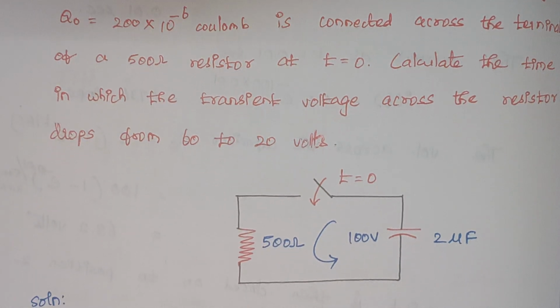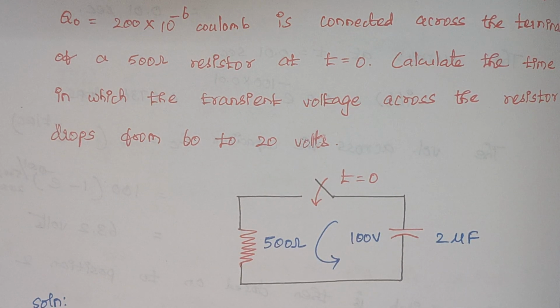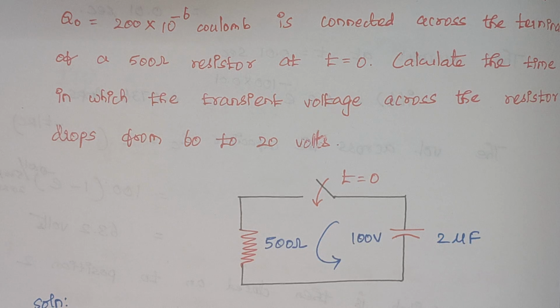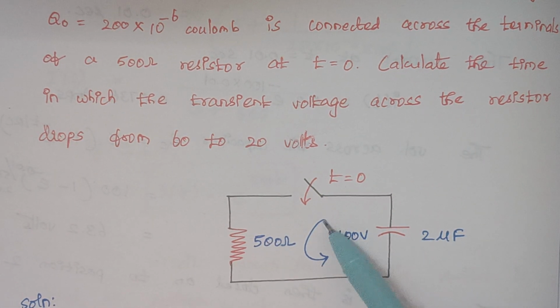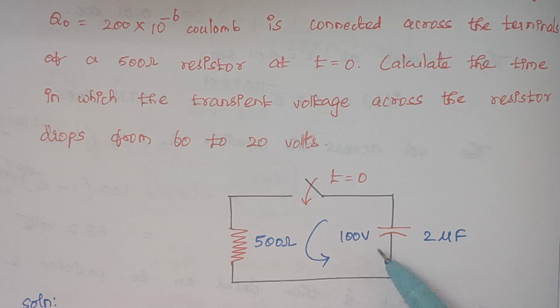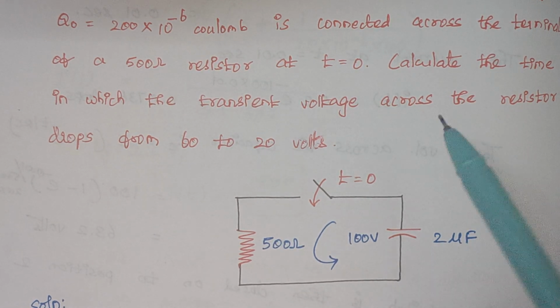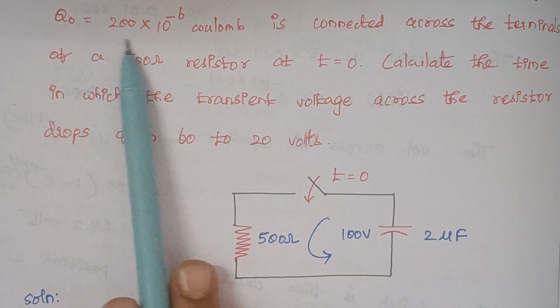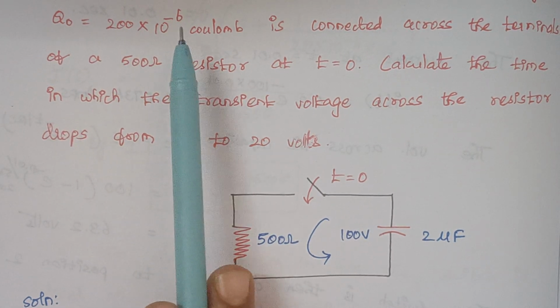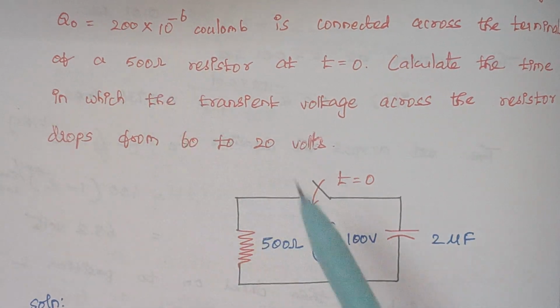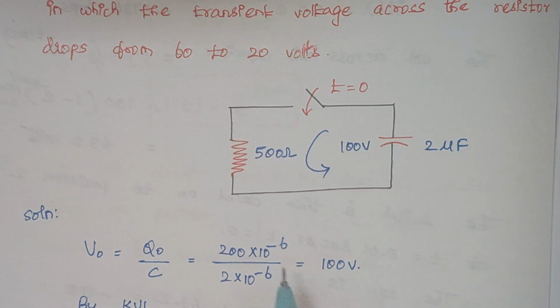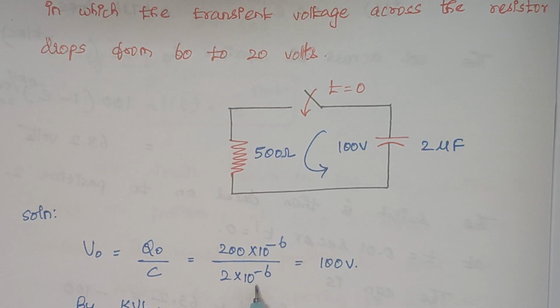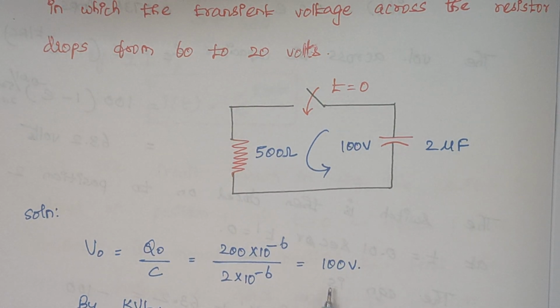So here this is the given circuit diagram, right? Here we have a resistor and a capacitor, and the direction of the current is given, right? Now you see there is an initial charge on the capacitor, therefore there will be an initial voltage. So V0 is given by Q0 by C. Q0 is given, the value of C is given, therefore the initial voltage is 100 volts, right?